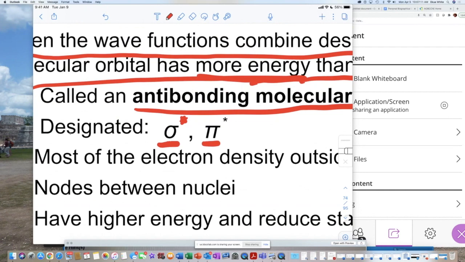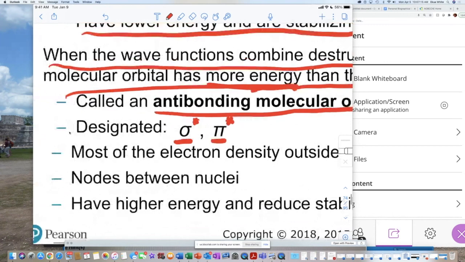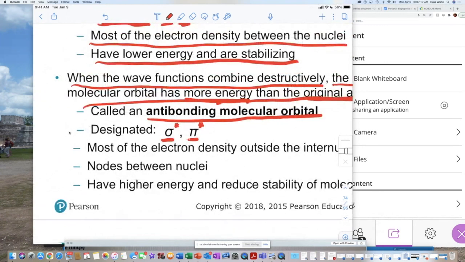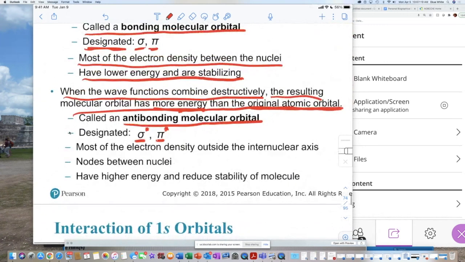And then pi star. So we will designate the anti-bonding molecular orbitals with a star. And we're showing here that when we draw the picture, most of the electron density when we're illustrating this will be outside the internuclear axis. And I'll show you where this applies. We'll have nodes between the nuclei. Once again, I'll show you in the picture.